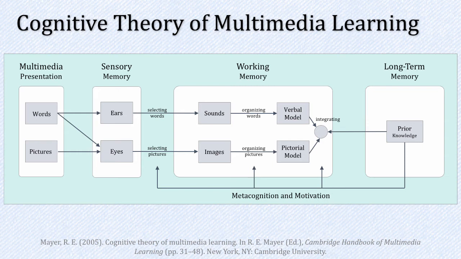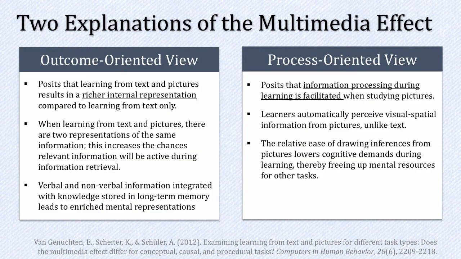And then importantly, we talked about this idea of active processing, that humans engage in active learning by selecting material, organizing it in their working memory, and then ultimately integrating it with what they already know, their prior knowledge. So selecting, organizing, and integrating are the steps involved in really trying to learn something that is presented in a multimedia message.